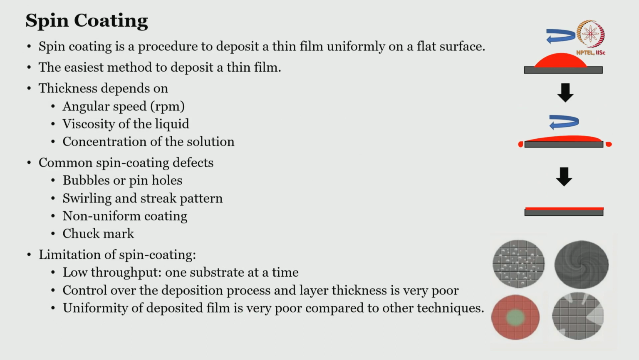Now, let us understand spin coating. Spin coating is a procedure to deposit a thin film uniformly on a flat surface. So, you have this substrate, and let us say you want to spin coat a photoresist.